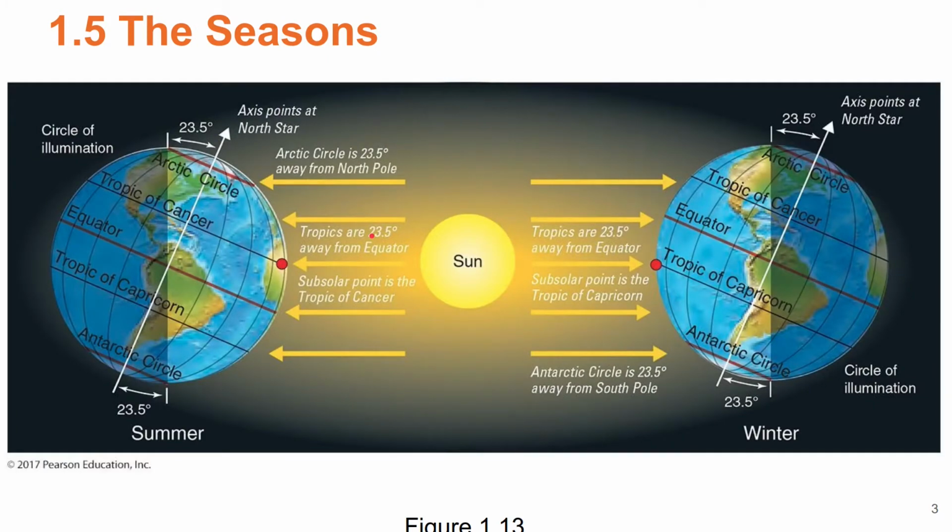Another important idea is that the position that's getting direct sun, the subsolar point, migrates 47 degrees from the Tropic of Cancer on the June solstice, on June 21st. 6 months later, because of axial parallelism, the Earth's axis points at the North Star as it goes around the sun. It's still pointing at the North Star. And now the subsolar point is the Tropic of Capricorn, 23.5 degrees south.